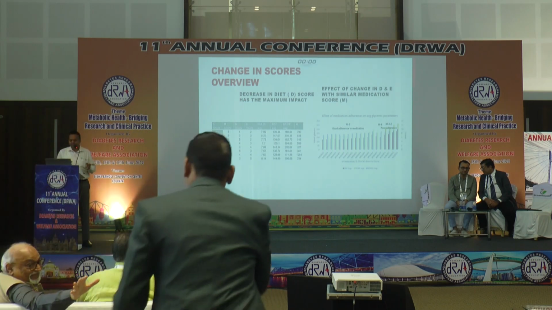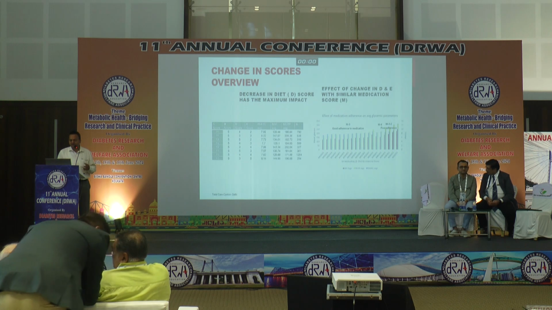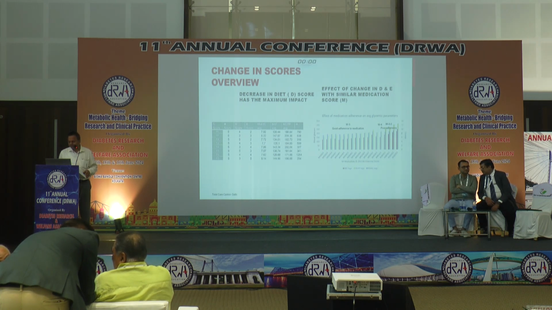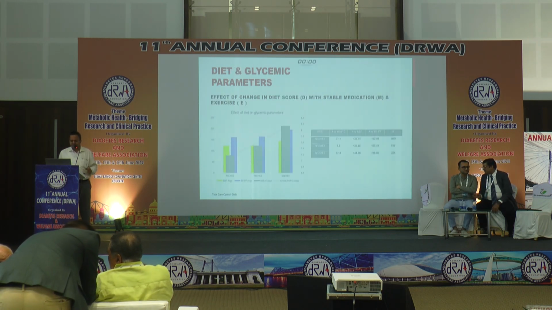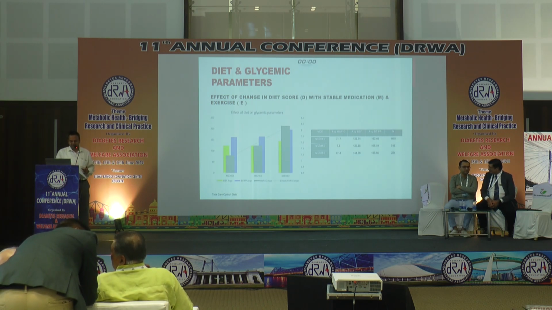Then we compared the patients who were following their medication regularly, different scores of medication, and the change in the scores of exercise and change in the score of diet. Here we compared with the stable medication, if there's a change in diet score and the medication and the exercise is stable, what happens? So what happens is that as the diet score goes up, the HbA1c goes down. So that means that diet has a profound effect on the outcome of HbA1c.